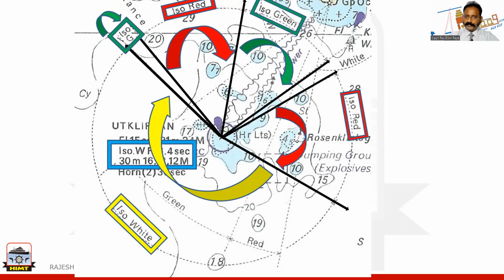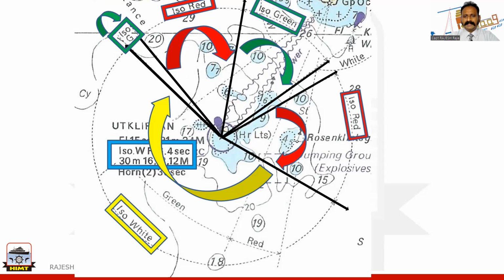Please remember, Utklipan has got 2 lights. One was the top one, which is a normal white light, which is flashing. But the second light, which is lower, has got a colored sector. So colored sector helps you to identify and tell you where you are. That is advantage of colored sector.